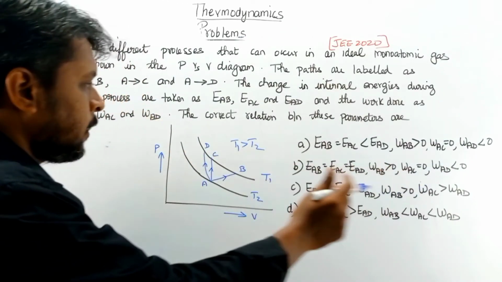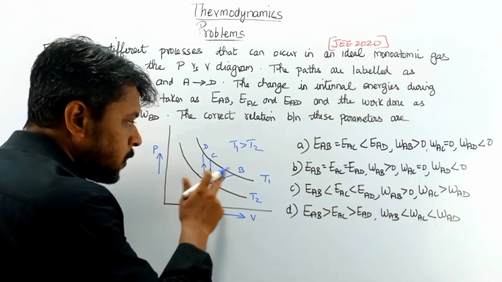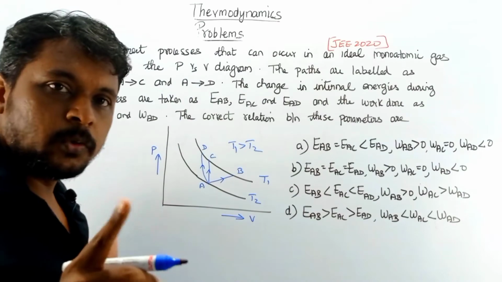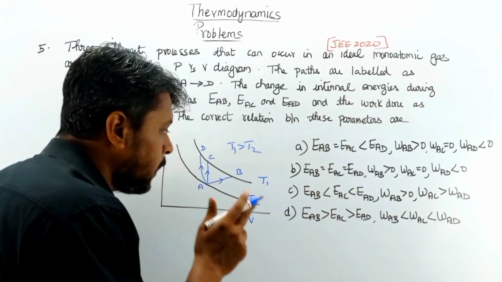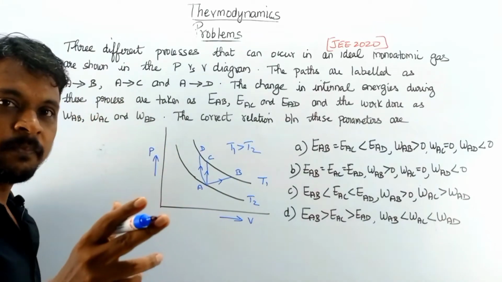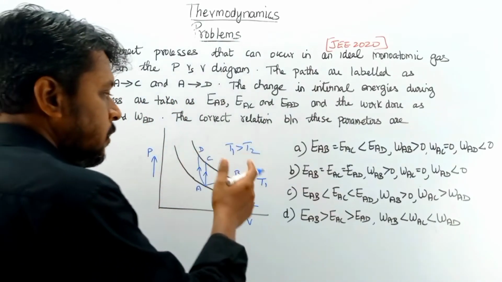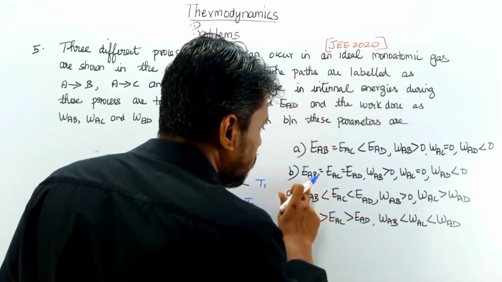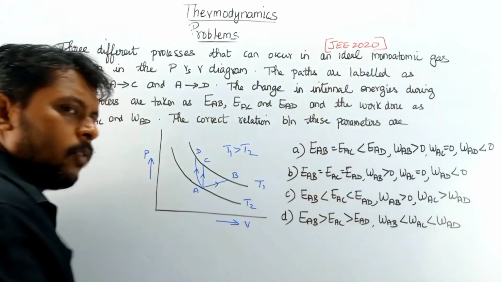They are given four options. Note that all the processes are taken between the two temperature limits T1 and T2. So the change in internal energy will also be equal for all three processes because they are taken between the same temperature limits. From the options, only in option B are all the internal energies the same. So let us see the work done also.